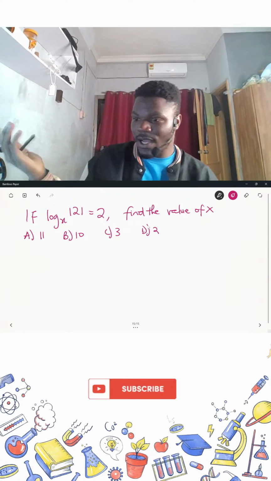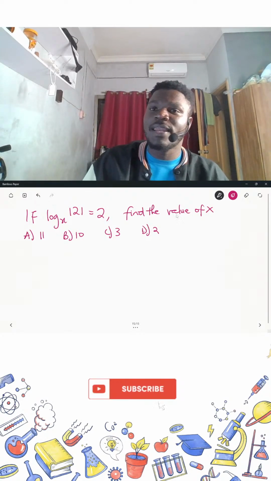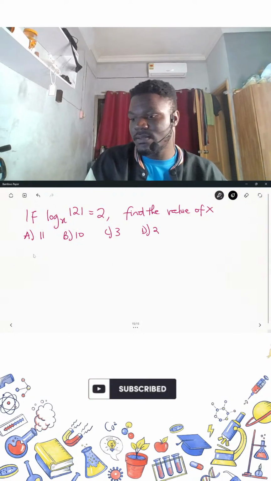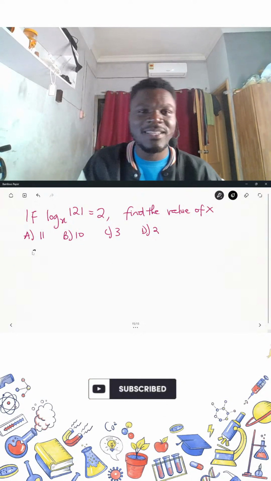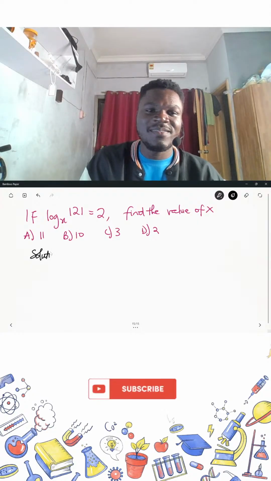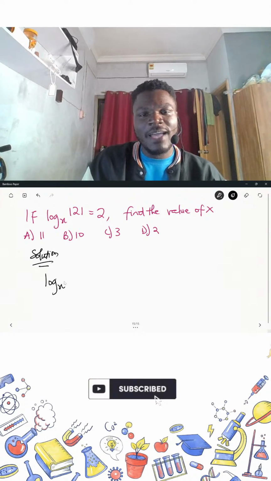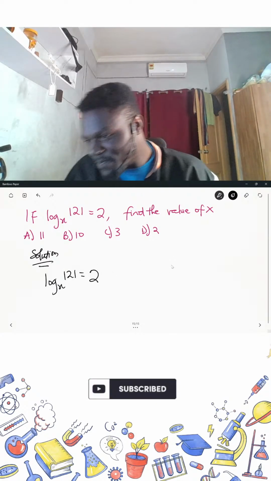All right, so let's have a look at the solution together. Suleiman said I can't remember. Okay, fine, we'll solve it together. So we have here log base x of 121 is equal to 2.